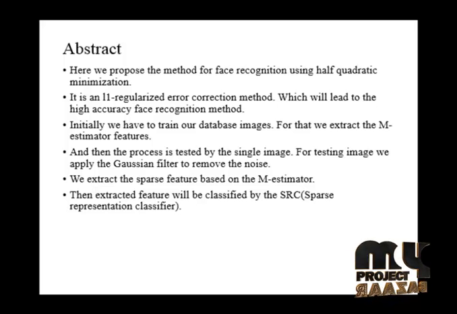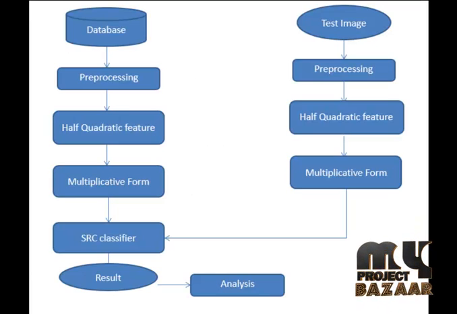In HQ minimization, the half-quadratic reformulation of an original cost function has two forms, the additive and the multiplicative forms. Based on this, the face images were recognized and the person is correctly identified, and then we compare our results with the existing process. Let me see the flow of the process.